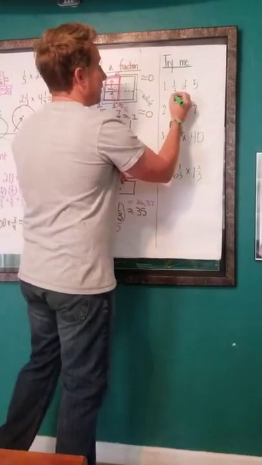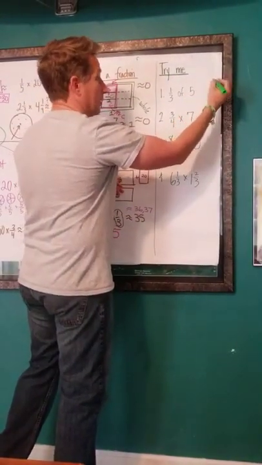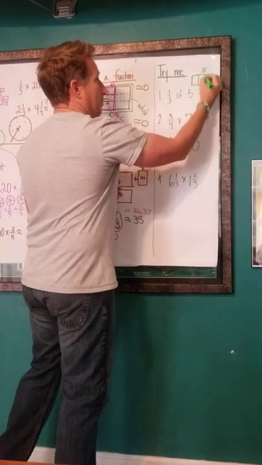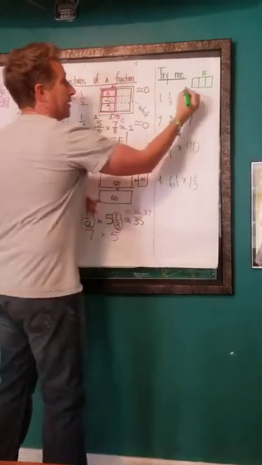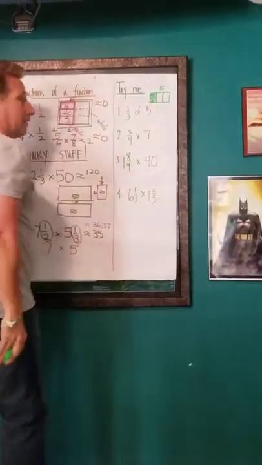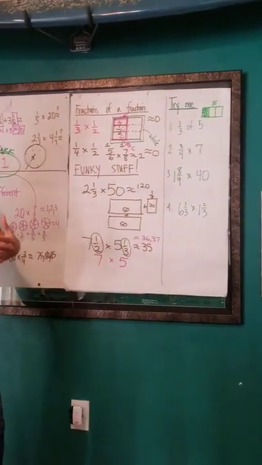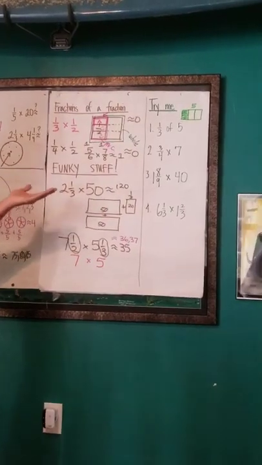So first of all, if I think about this, I've got 1/3 group of 5. So if I start with the 5 and I think about putting it into 3 groups, this is how much I'm going to give you. Now I can't divide 5 by 3 perfectly, but I can guess. I can guess that it's going to be about 1 or 2.